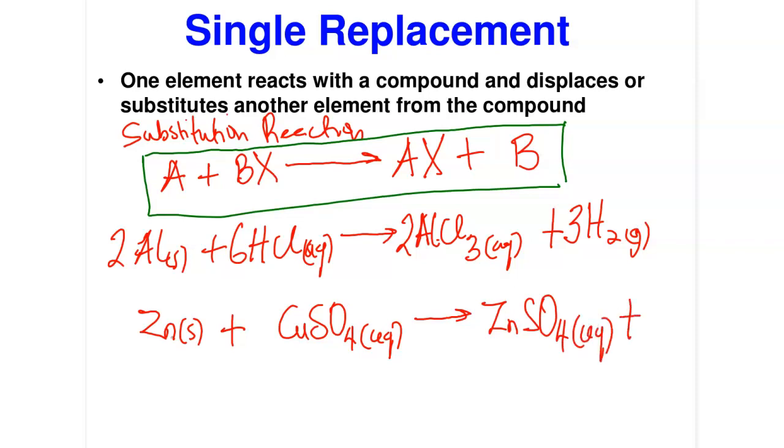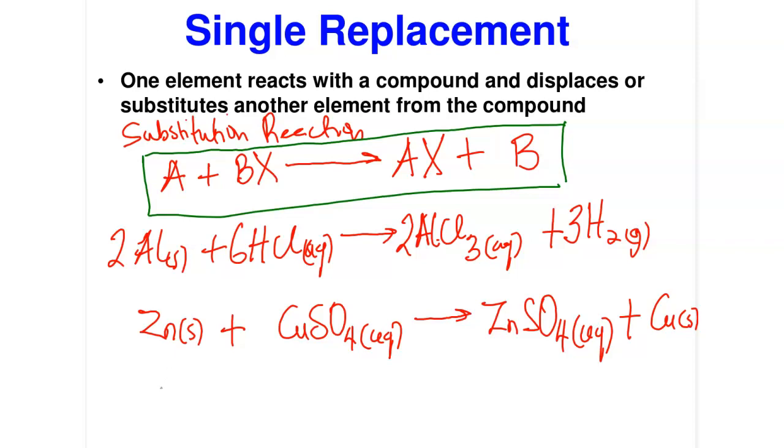And then what happens here? Your copper is now on its own. So this is another good example of a single replacement reaction. Look, it's balanced: zinc is 1, zinc is 1. Copper is 1, copper is 1. Sulfate is 1. And the equation is very balanced. So this is a single displacement or single replacement reaction, whichever way you want to call it.